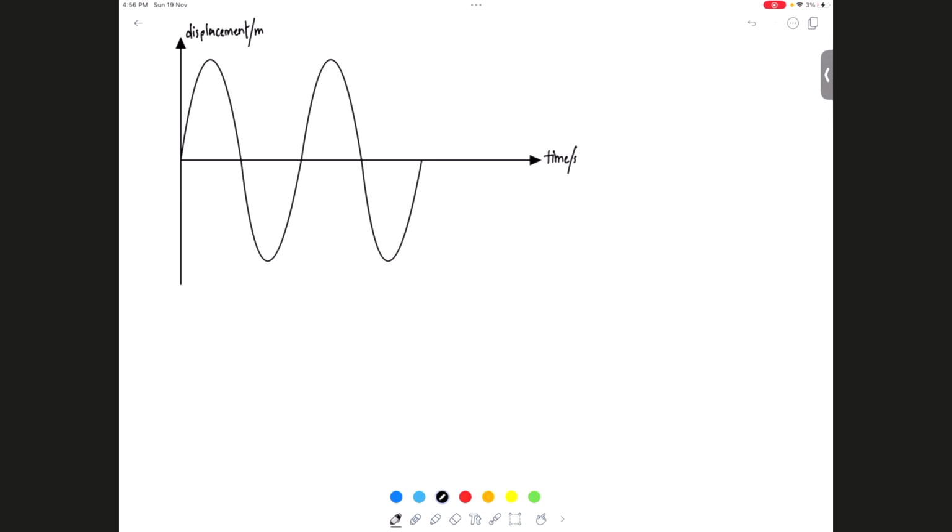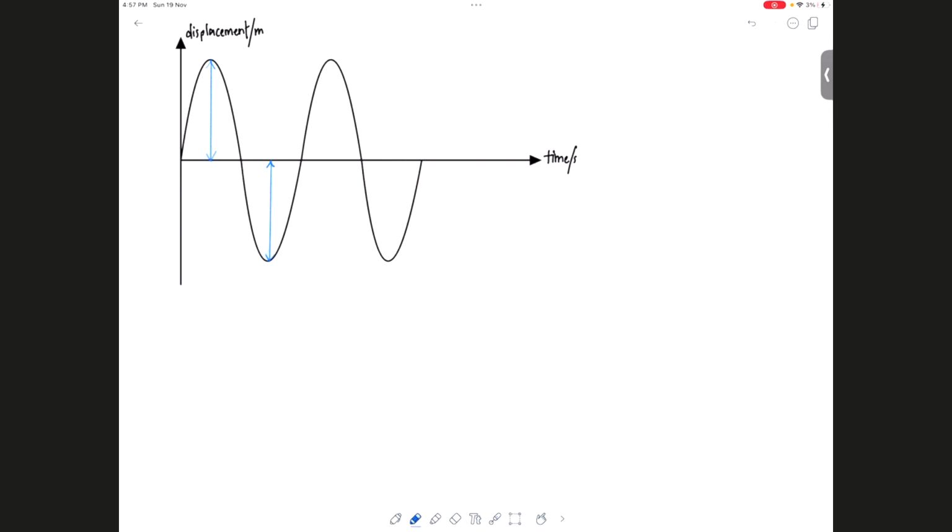So define amplitude, O-level question. Amplitude is the maximum displacement of a particle from which position? Rest, okay? So that is your amplitude here. And the distance below, will it be the same or different? Same, okay? So that is also going to be the same. So yeah, amplitude is the maximum displacement from your rest position.